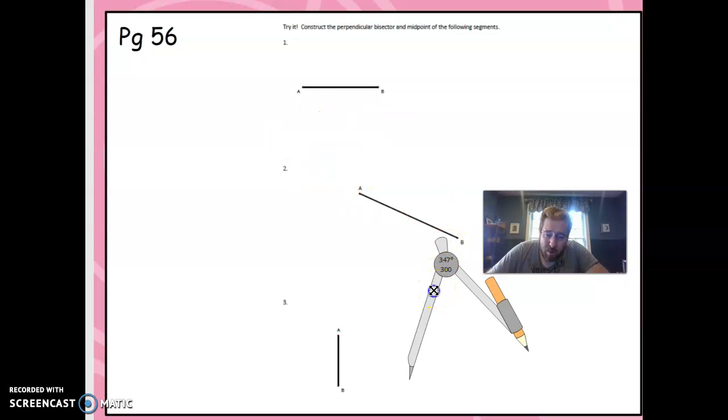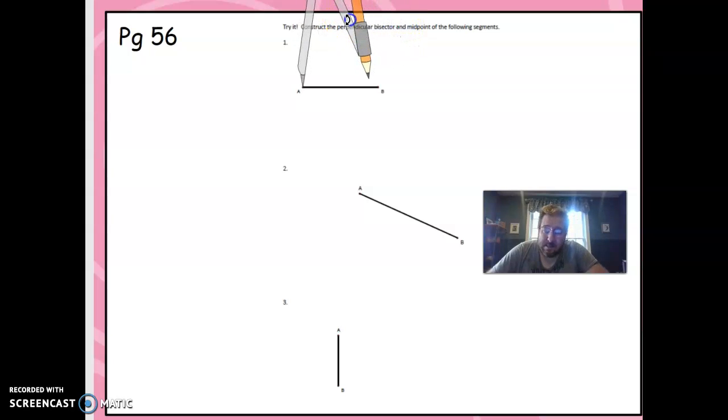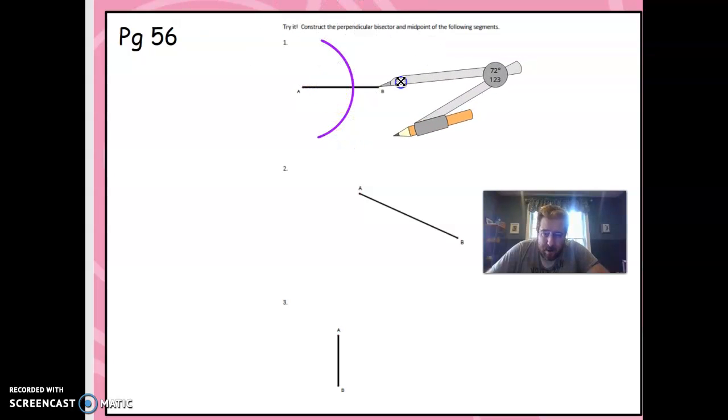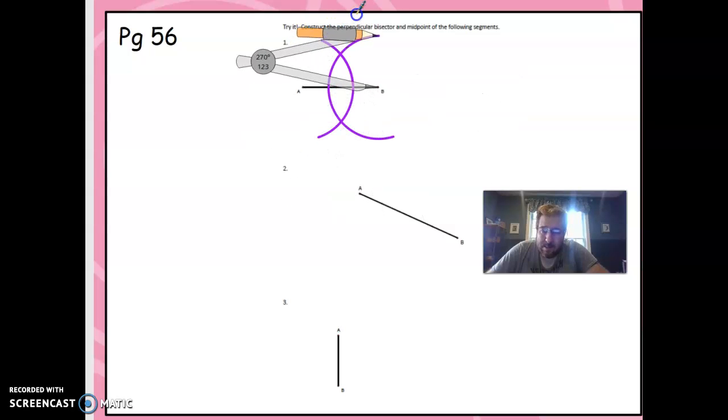So if I want to construct a bisector that goes through the midpoint, so that means the middle of this segment AB. So what I'm going to do now, I have my pencil right now at what I would predict to be about the middle of segment AB. I'm going to put my fixed point on A, open it up by more than halfway. So basically my pencil is closer to B than it is A. And then what I'm going to do is make a semicircle. And then I'm going to come over here, put my fixed point on B, and make the exact same semicircle.